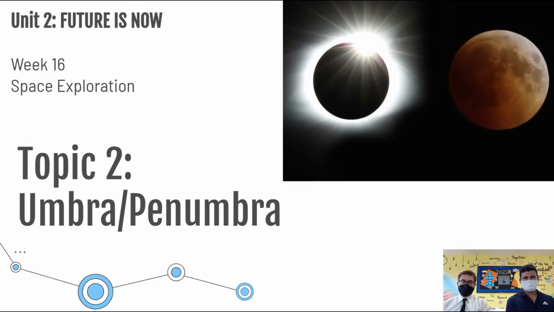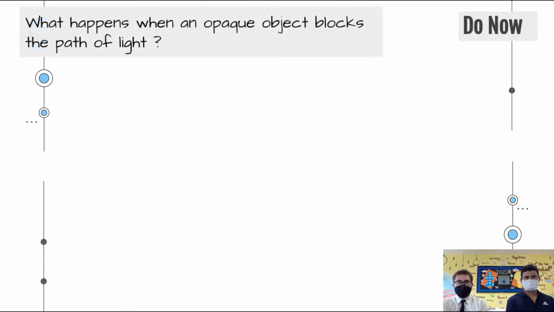Welcome to another video. This one is topic 2, and it is called Umbra and Penumbra. Let's see what it is. So what happens when an opaque object blocks the path of light?